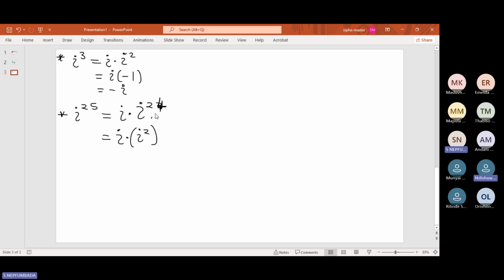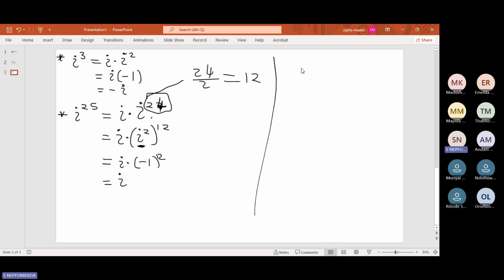So guys, the moment we introduce i to the power 2 from this 24, it means we come here and we say 24 divided by 2. Then we get what? 12. So 12 is our exponent. Are we still together? Yes. So this is i multiplied by negative 1 to the power 12, and negative 1 to the power 12 is positive. So we are left with positive times i, then we get this.